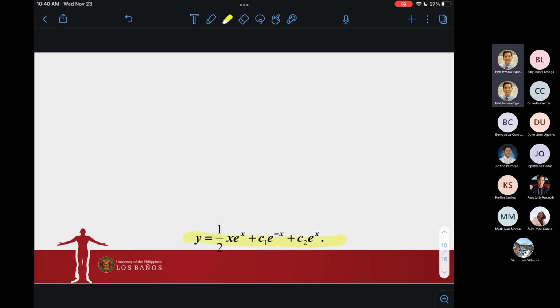And here is the final answer. All right. So ito yung y sub p nating nakuha. This is our y sub p, which is v times y sub 1. All right. So this is our v, the v that we computed times the y sub 1 we chose. Then this is y sub c. Kasi nga, yung general solution ng isang non-homogeneous GLDE ay equal kay y sub p plus y sub c. So this is our final answer.